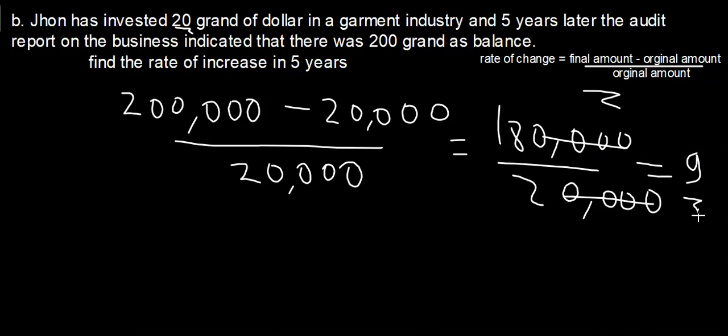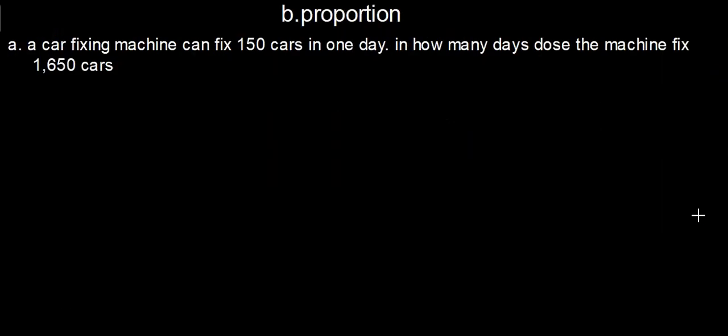So now let's go to the proportion. When you come to the proportion, a proportion is a statement of equality between two ratios. That's what proportion is. But let's do some examples and you're gonna understand what proportion is all about. It says that a car fixing machine can fix 150 cars in one day. In how many days does the machine fix 1,650 cars?